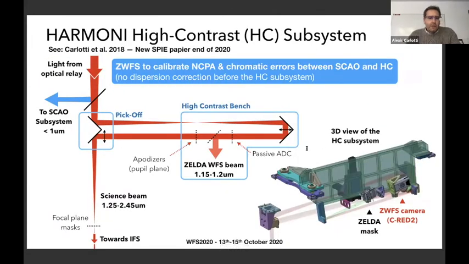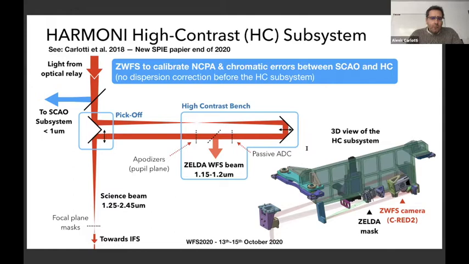So in HARMONI, we are facing the usual problem of having the turbulence measured by a separate subsystem from the high contrast subsystem. It's done at a wavelength of about 0.8 microns, when our science is between 1.25 and 2.45 microns. And in HARMONI, we don't have a correction of the atmospheric dispersion at the general level of the instrument. So we expect to have not only classical NCPAs between the SCAO subsystem and the high contrast subsystem, but also quite strong chromatic errors because of that.